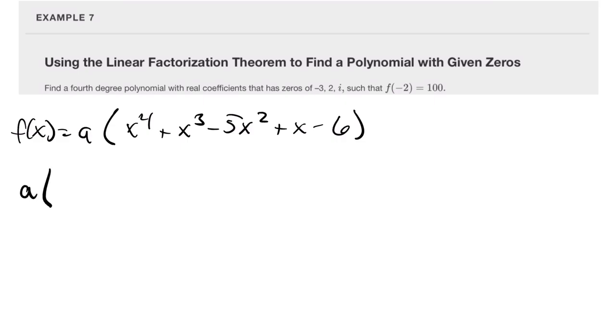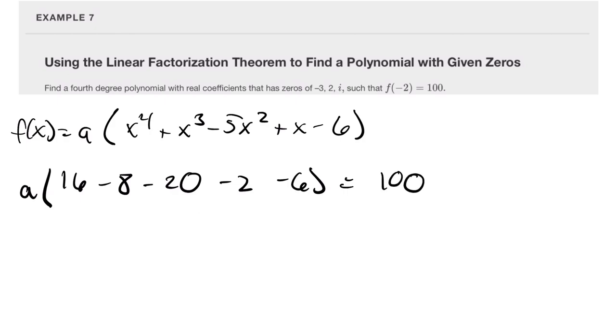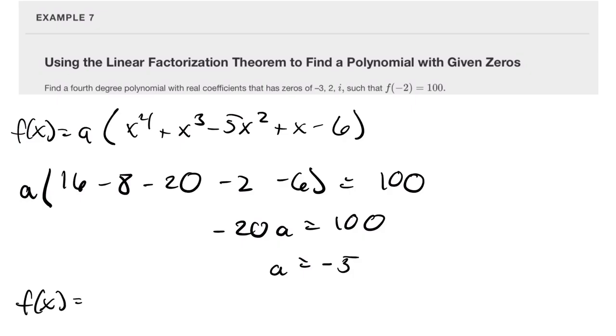So then we'll have a times, let me see. So that's going to be what, 16 minus 8 minus 20 minus 2 minus 6 equals 100. Let me see. That's an 8. That's -12, -14, -20. So -20a equals 100. So then a equals, what is that, -5? So then it looks like our f of x takes on the form, if we distribute a -5, -5x to the 4 minus 5x cubed plus 25x squared minus 5x plus 30.